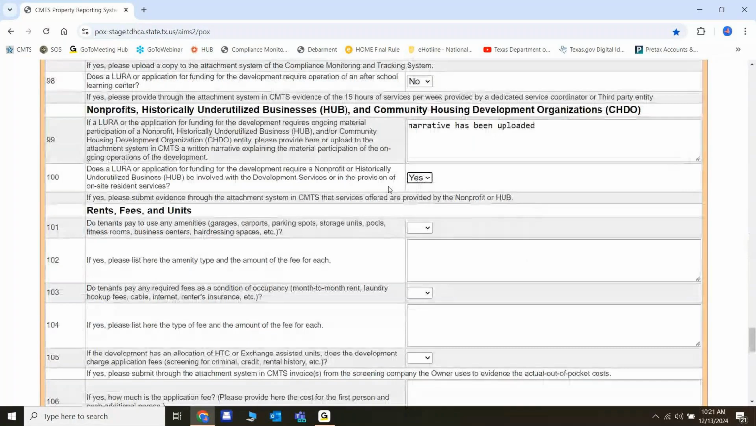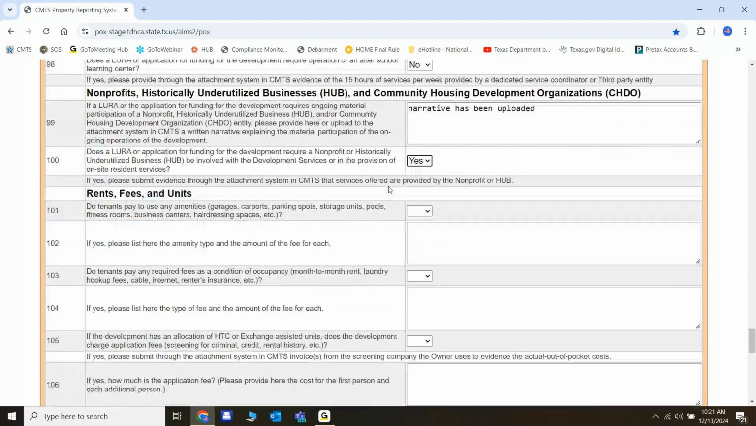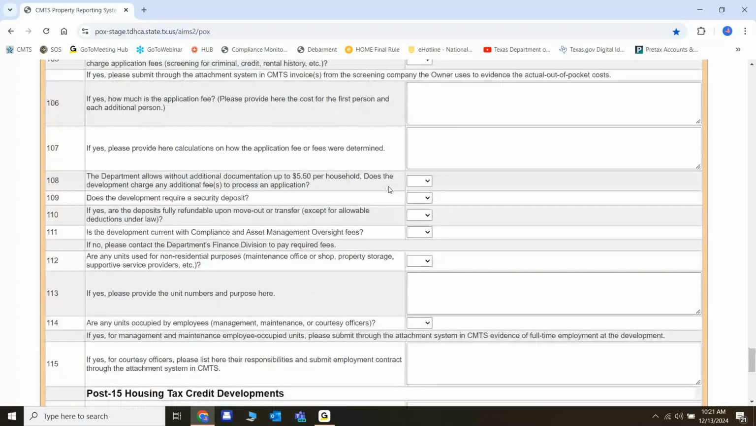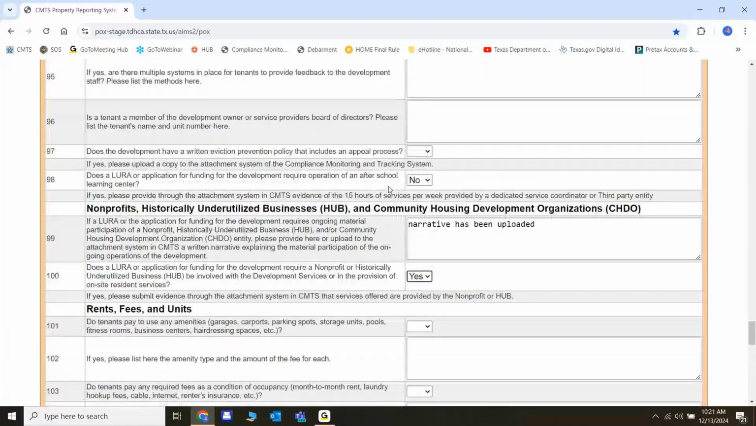And let me just backtrack, and then I'll stop and see if there's any questions before we go to rent, fees, and units, which I think is our last section besides our one post 15 question, which is great because it puts us kind of right on track time-wise.